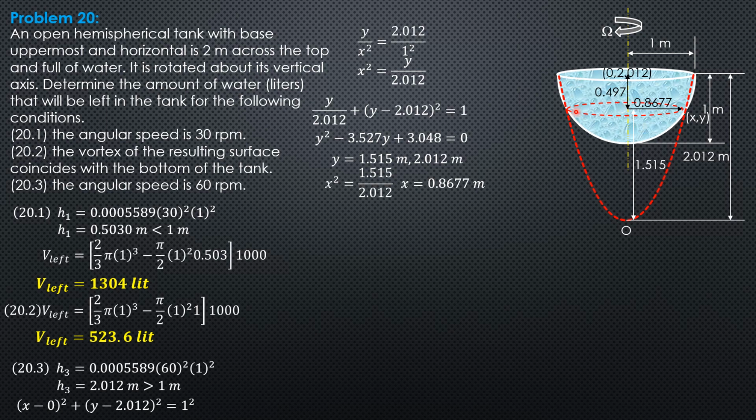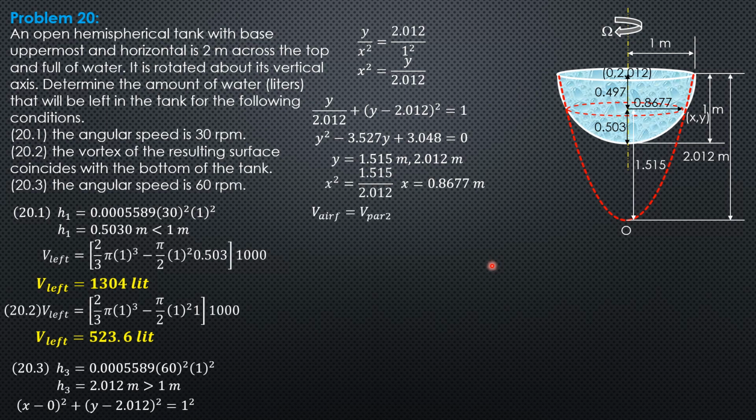And this portion below this circular section is a spherical segment of one base, and this height is 1 minus 0.497, so that's 0.503 meter. So this volume here represents final volume of air, which is volume of paraboloid of revolution with two bases, radii 1 and 0.8677 and height 0.497 meter, and volume of spherical segment of one base of height 0.503 and the radius of the hemisphere 1.